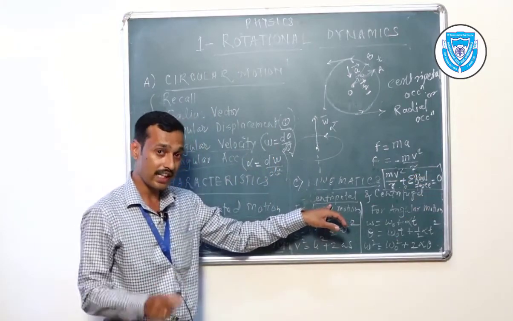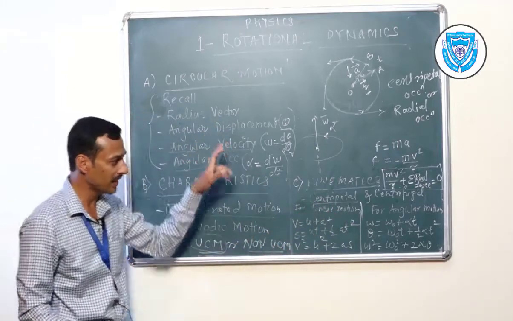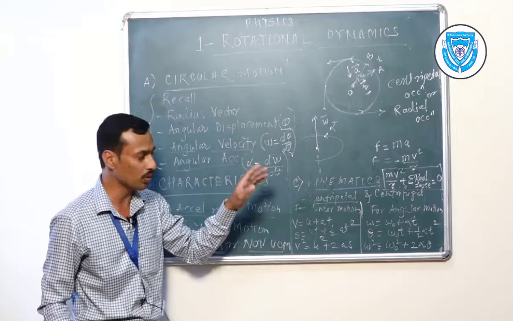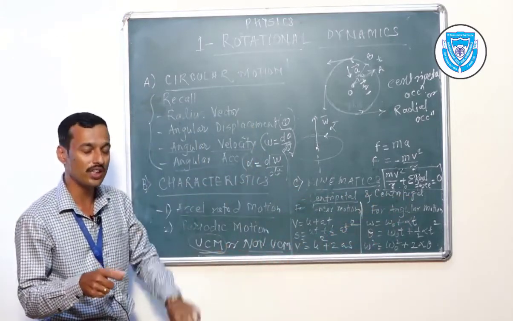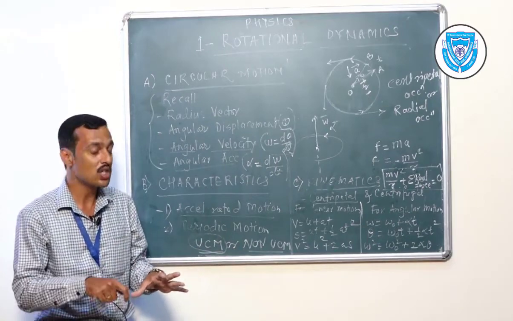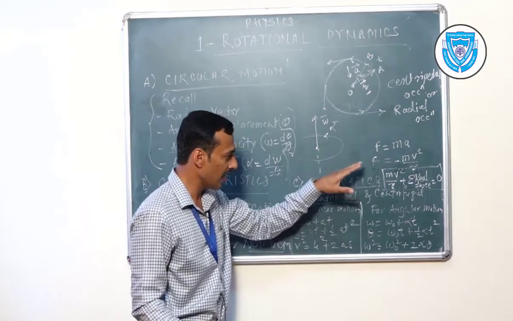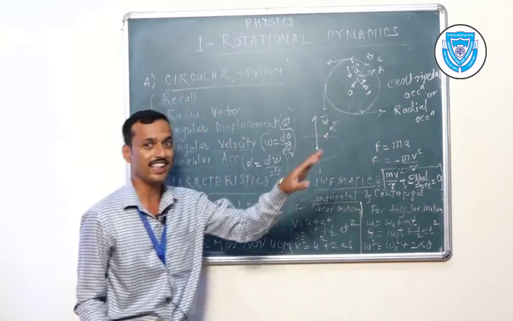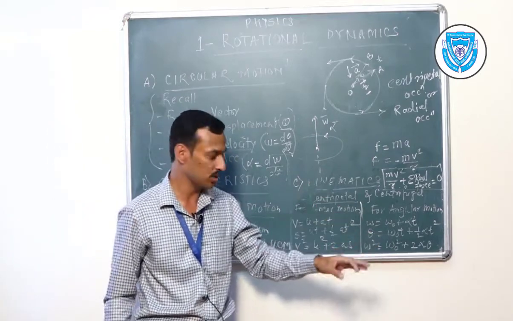Centripetal force has a specific origin, so we can say it is a real force. Centrifugal force does not have a specific origin, so we can say that it is not a real force, or it is a pseudo force. Then in kinematics, there are 3 equations for linear motion as well as for angular motion.